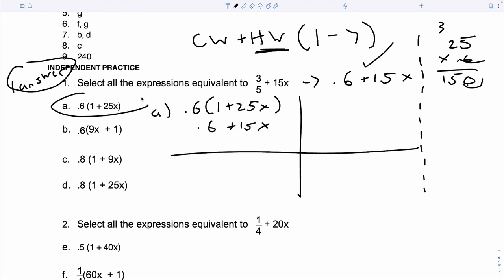Circle it. Using this, I can cross out every single answer, B, C, and D, without showing any math. 0.6 times 9 is not going to be 0.6 times 25. Cross it out. 0.8 times 1 is not 0.6. Cross it out.